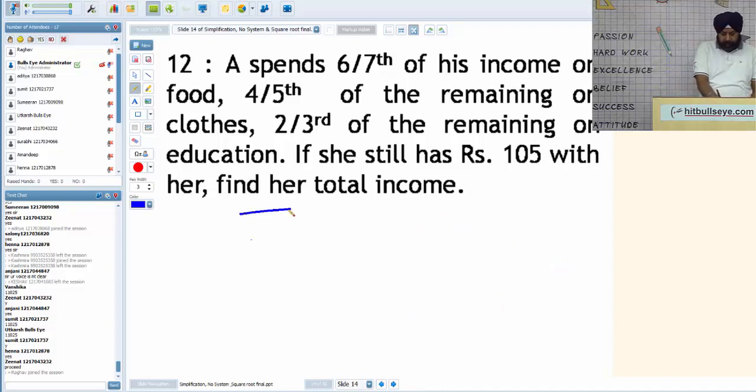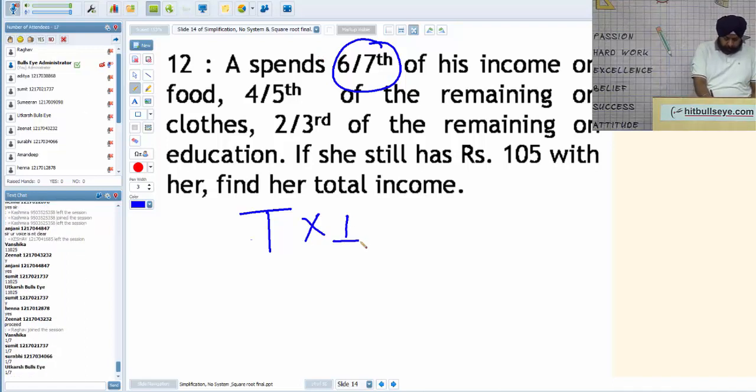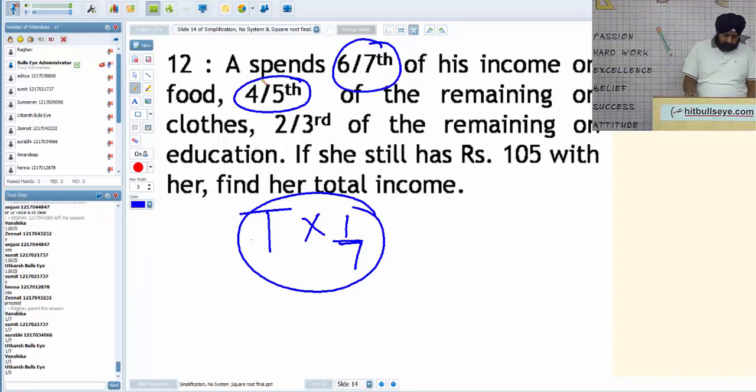Say total income is T. If you spend 6/7 of something, how much are you left with? 1/7 part. I ask, if you spend 6/7 of something, you are left with 1/7. Vanshika, absolutely right. So take the remaining part simultaneously. Now you are left with 1/7 of this, so of the remaining means T into 1/7. You have spent 4/5. If you spend 4/5 of something, how much is left? Yes, 1/5. Yes, Vanshika. So you are now left with 1/5 of this.